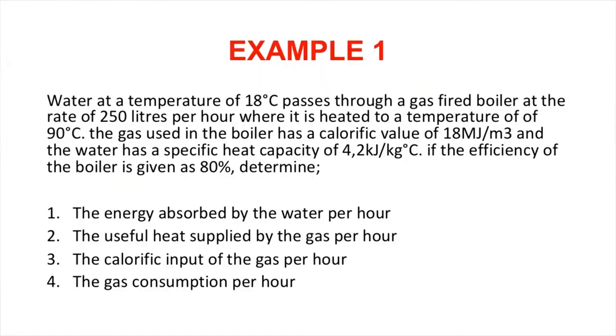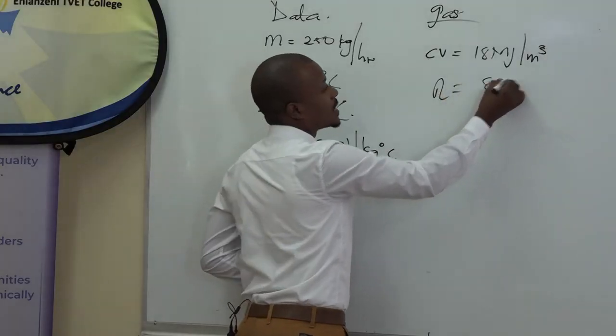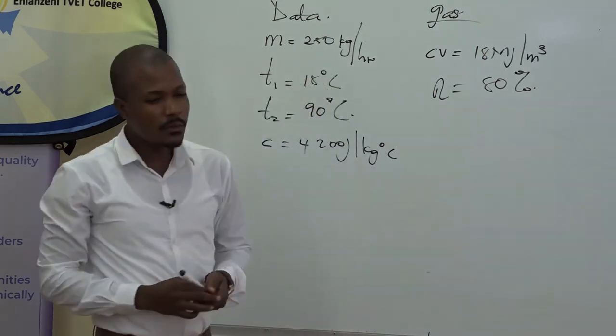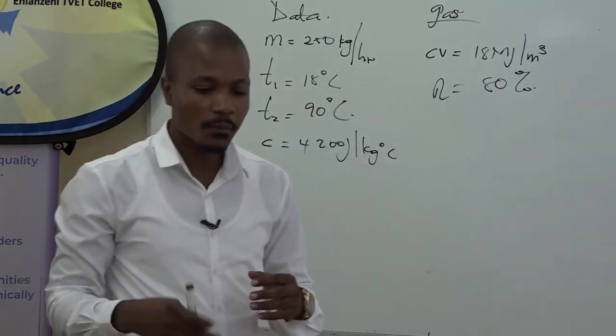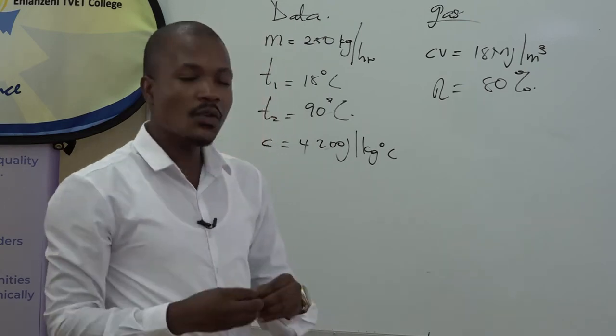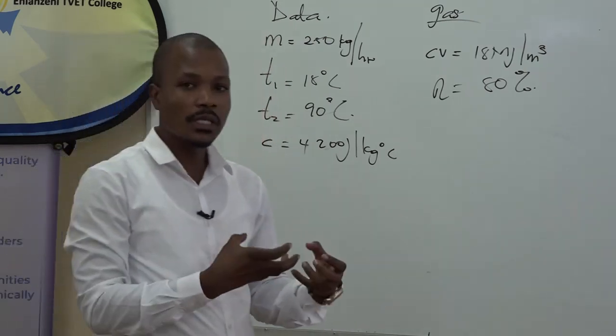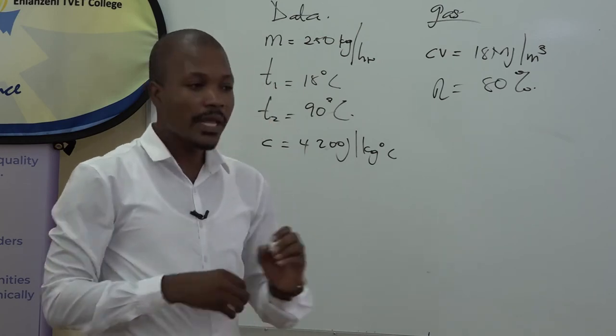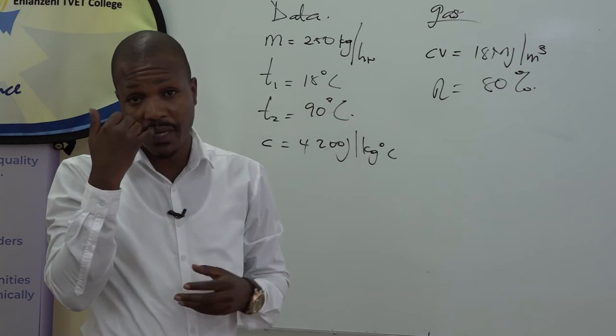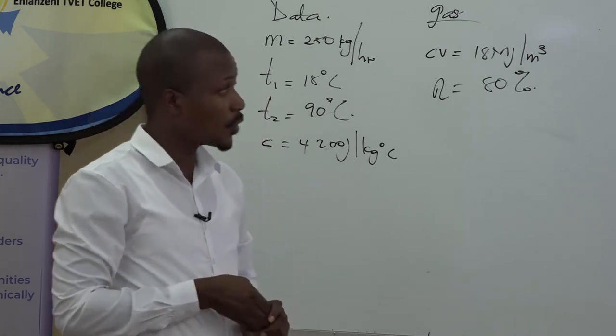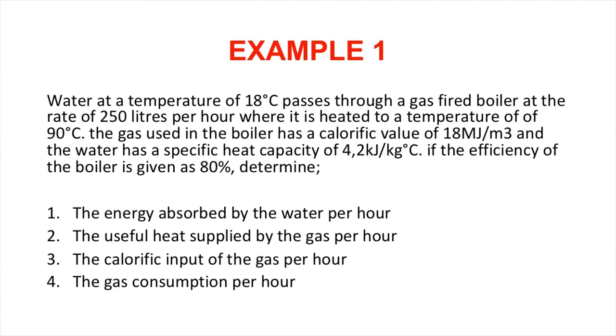Now they say the efficiency of the boiler is 80%. When we speak about the efficiency of the boiler, what are we referring to? It means that in the process of transferring heat from the boiler to the water, heat was lost in between. Or rather, heat was spread to the surroundings of the boiler, since the law of energy says heat cannot be lost. Now look at this. Water passes through that boiler. This boiler has a gas at the calorific value of 18 megajoules per meter cubed, right? So it means that the boiler already is producing heat.